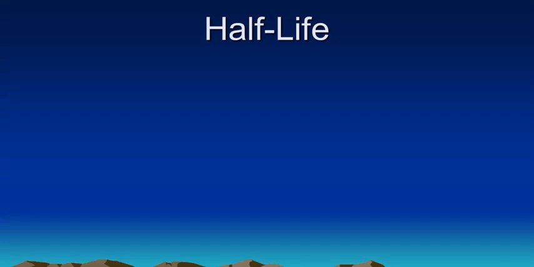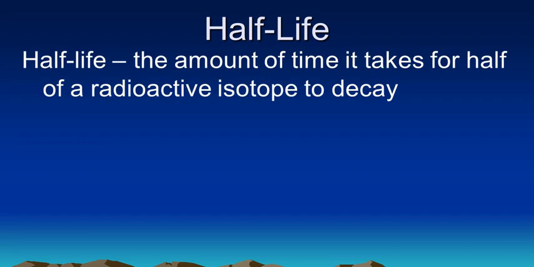Today's lesson is about the concept of half-life. This is a very important idea in nuclear chemistry and nuclear science. Half-life is defined as the amount of time it takes for half of a radioactive isotope to decay. Now, what this is telling us is that when you have radioactive isotopes that are decaying into some other element or some other object, it doesn't decay at a very stable rate. It decays at what's called an exponential rate.